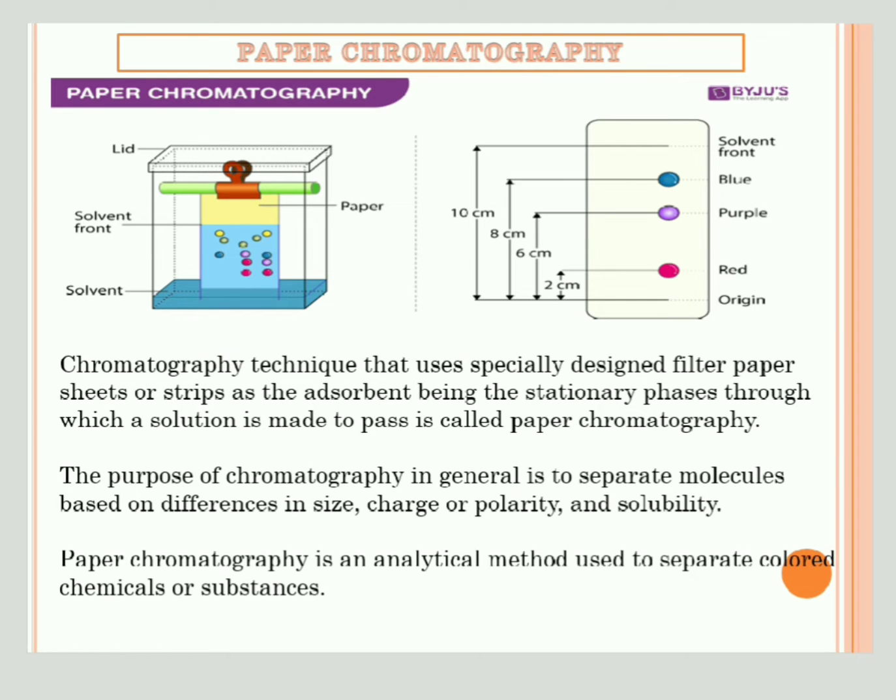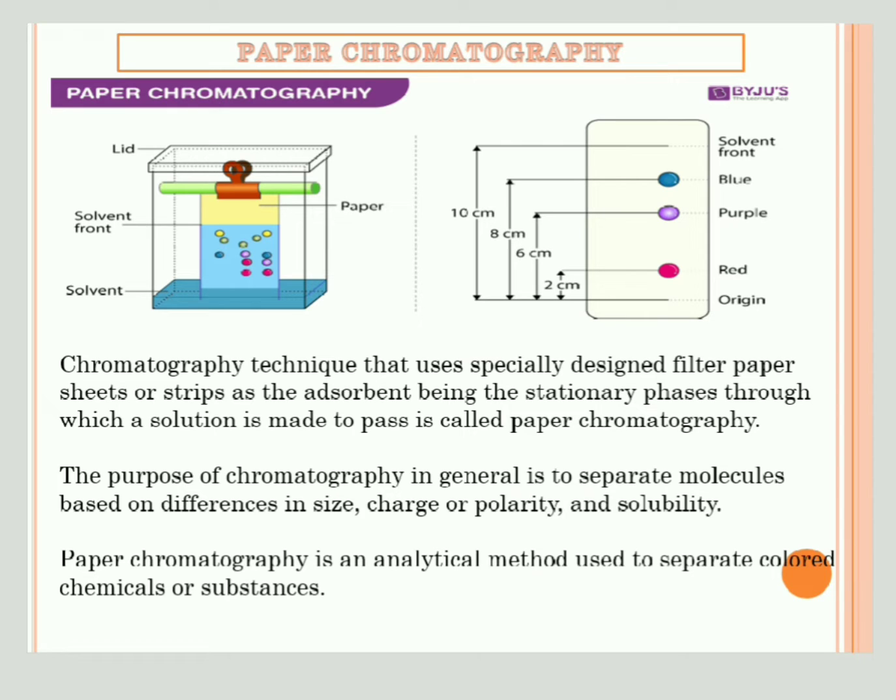Now the second is paper chromatography. As I have told you about TLC, it is the same for paper chromatography. The only difference is that in paper chromatography we use paper as the stationary phase, whereas in TLC we use plates which can be bought from the market or prepared in the laboratory. This technique is used to separate and identify the components.